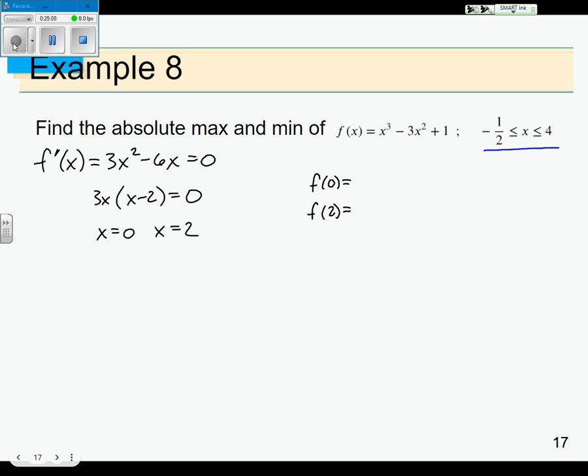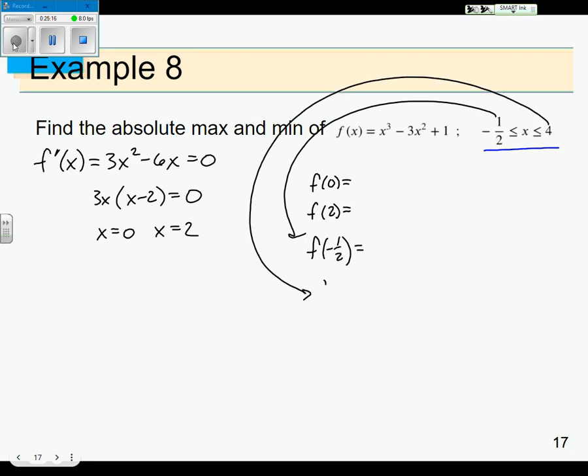Now, since I'm using the closed interval method, I'm going to bring down this negative 1/2. He's going to get in on the game. And I'm going to bring down this 4. She's going to get in on this game. Kind of goes back to the very first thing that we drew in the notes when we had my absolute minimum was on my endpoint, on that f of a.